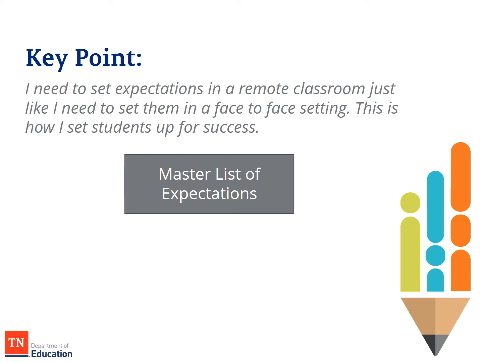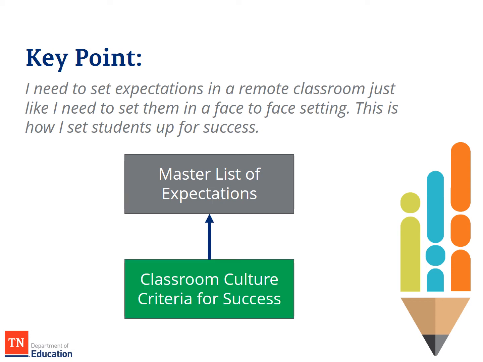Now, to make this master list, we're going to use one of the tools that we created in session 4. This was the remote classroom culture session, where you did the vision and you dug into what your classroom culture vision looks like, sounds like, and feels like. That document is the foundation for us to create this master list of expectations.